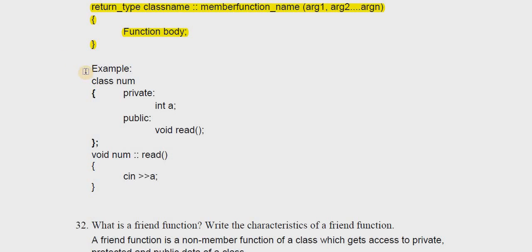So here is an example. This is the class and class body. Outside the class body we are creating a member function, which is called an outside definition member function. Okay, next.